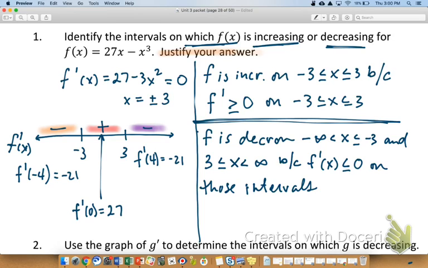Even if you pick the point right next to it, you're still seeing a decreasing pattern. So other than certain application questions, we never will refer to increasing at a point. We'll always refer to increasing or decreasing over an interval.